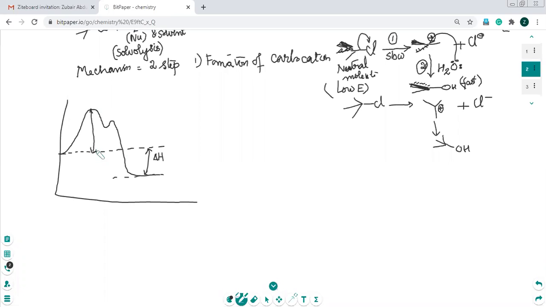Remember, this is not the energy of the intermediate. It is a transition state in which you have only this one. The Cl is not completely broken. And here, this is the energy of the starting material. Now here, this is the intermediate energy. What is the intermediate? Carbocation is the intermediate.